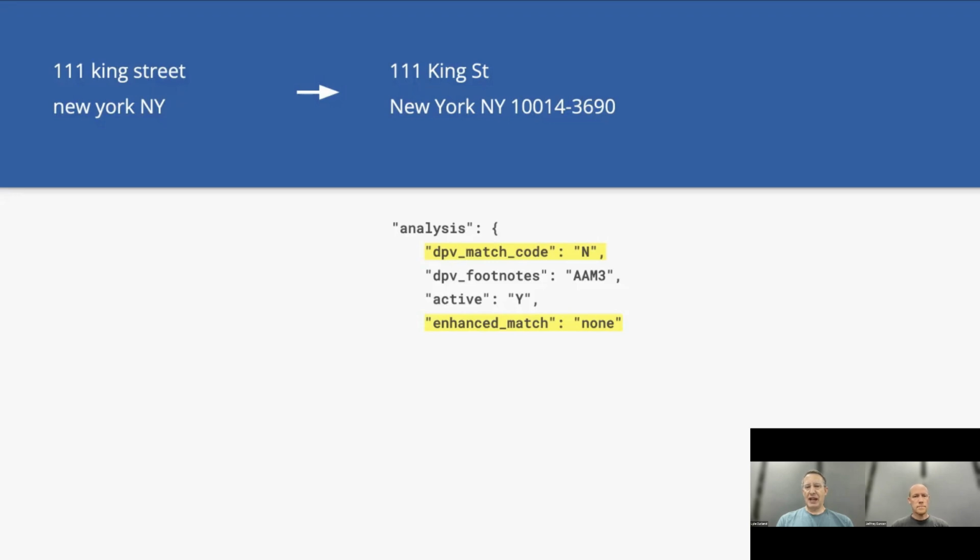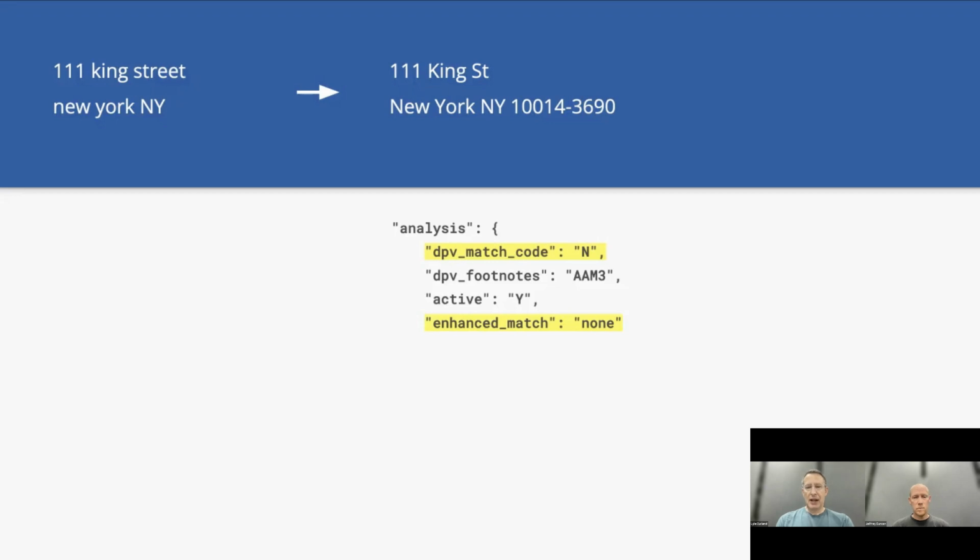One of the important things to point out here is that when you get the DPV match code of N, that is when it's important to check the enhanced match field, because there may be more. If you get a DPV match code of Y, you're pretty much done. You know it's a real address. The USPS has it in their records. It's deliverable by almost any carrier. When you get the DPV match code of N, it might be a bad address, or it might just not be in the USPS data. So that's when you will want to refer to the enhanced match field. In this particular case, you see enhanced match none. This is not a good address. Not deliverable, doesn't exist. There is no 111 King Street. Okay, so far so good.